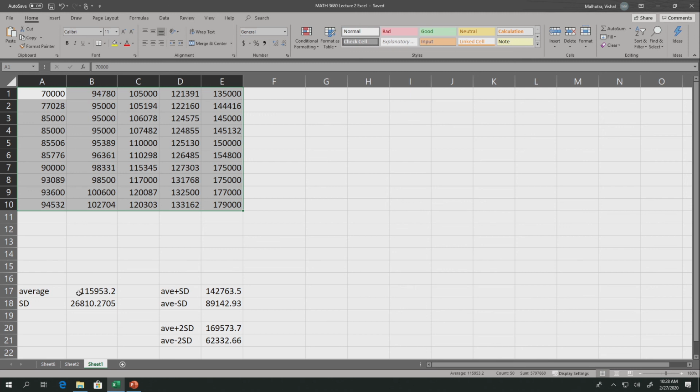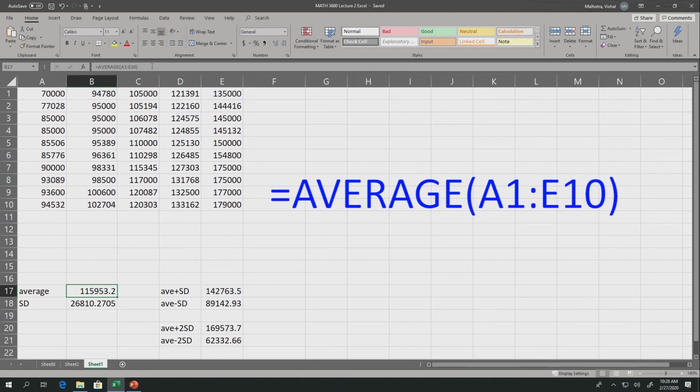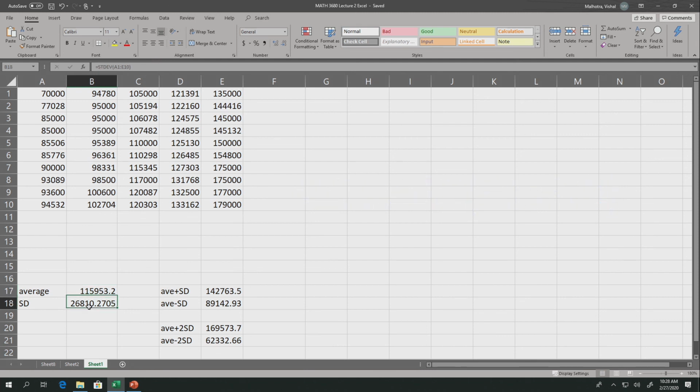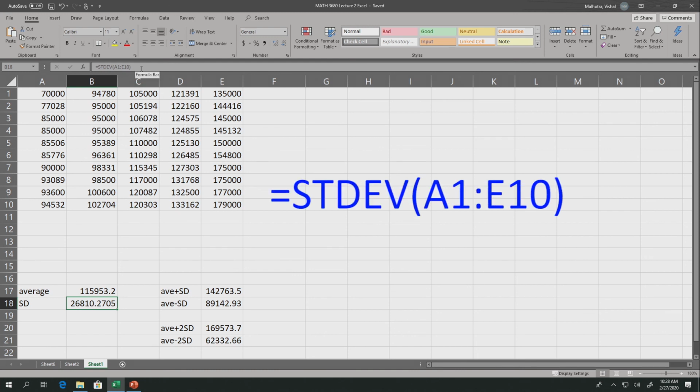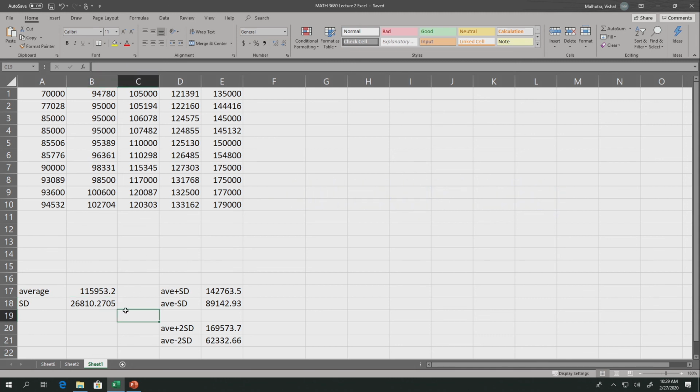Second, type equals AVERAGE for the mean, and type STDEV for the standard deviation. And done. Thank you to technology for calculating the average and standard deviation instantly.